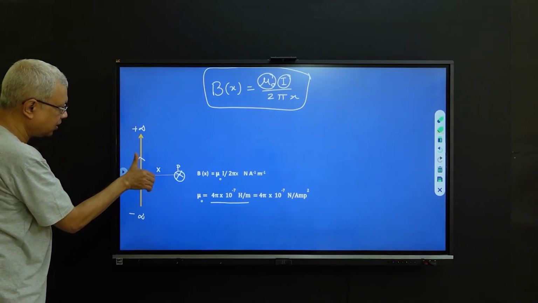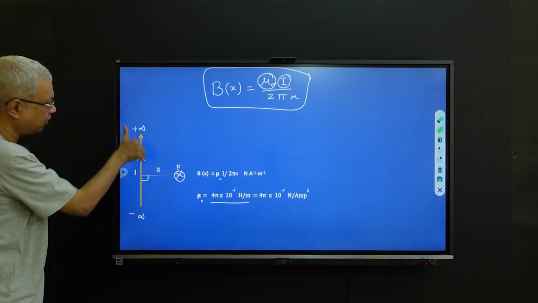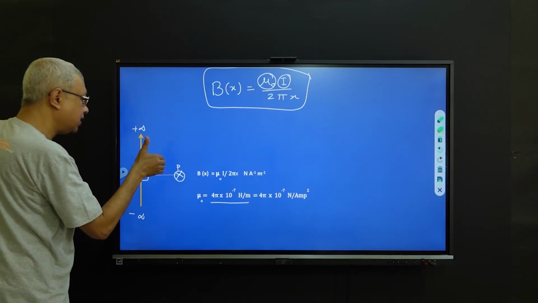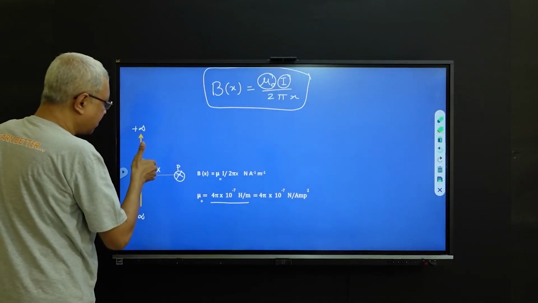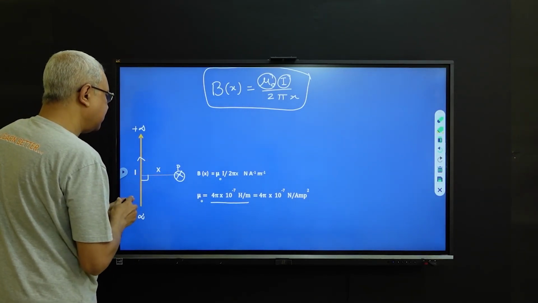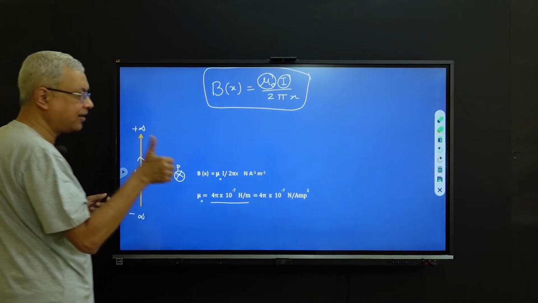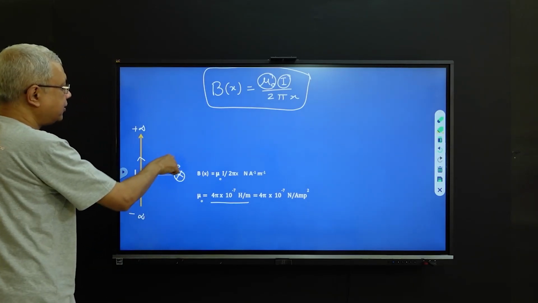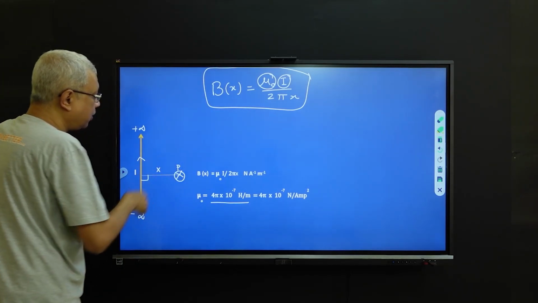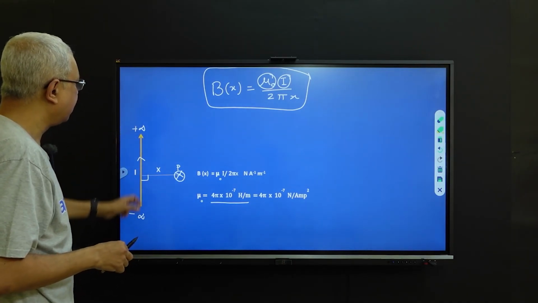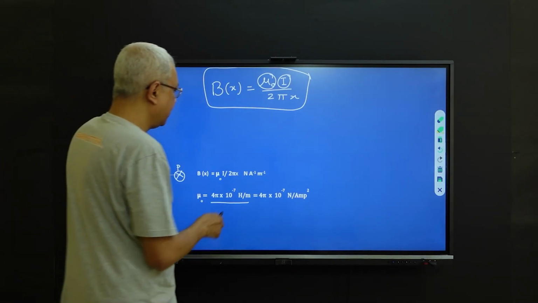By thumb rule, if thumb directs the direction of current flow in the conductor at the point P, my fingers are curling into the plane of the board, and therefore the magnetic field direction will be into the plane of the board. Applying right hand thumb rule, we can easily find out the direction of magnetic field at point P due to the current carrying conductor carrying current I ampere.